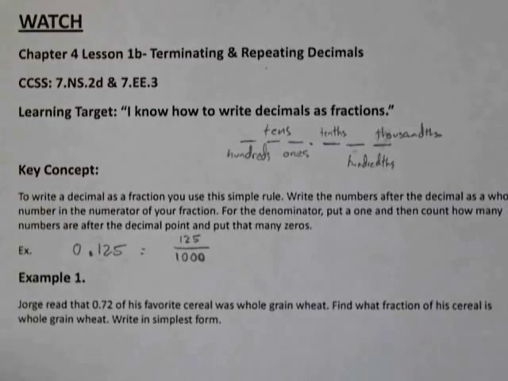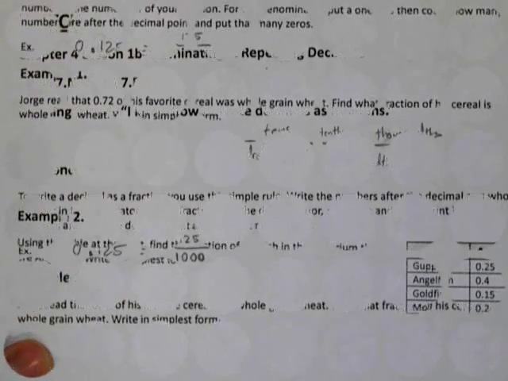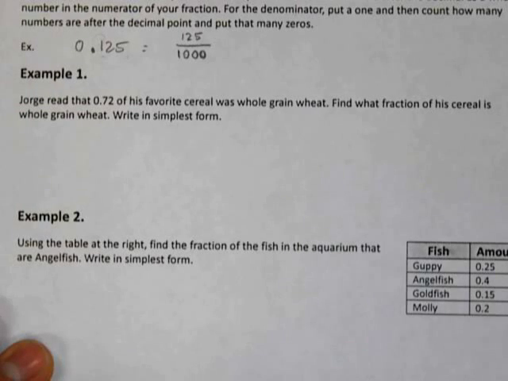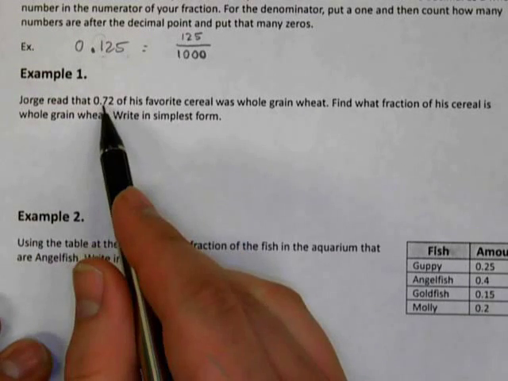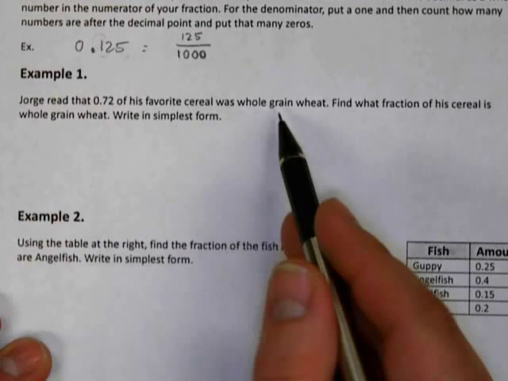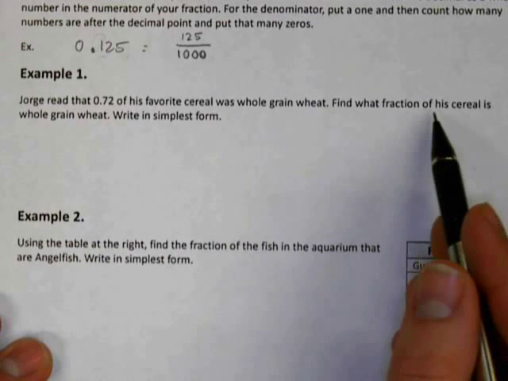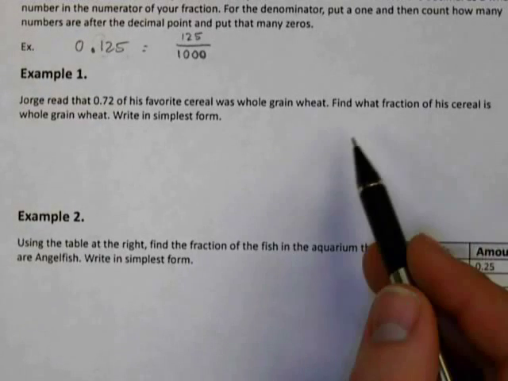So this is exactly what I need you guys to do. When you're changing a decimal to a fraction, you're going to use this method right here, this key concept up here. So let's do example 1 now. It says Jorge read that 0.72, or 72 hundredths, of his favorite cereal was whole grain wheat. Find what fraction of his cereal is whole grain wheat.